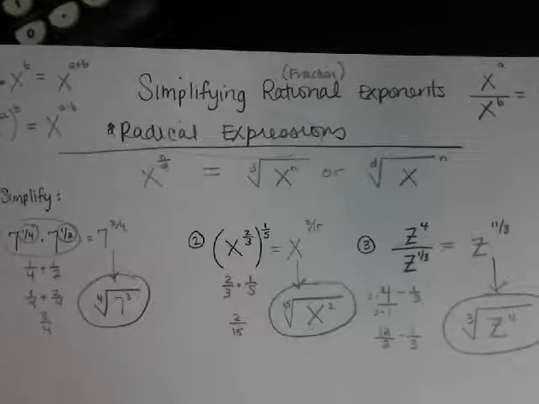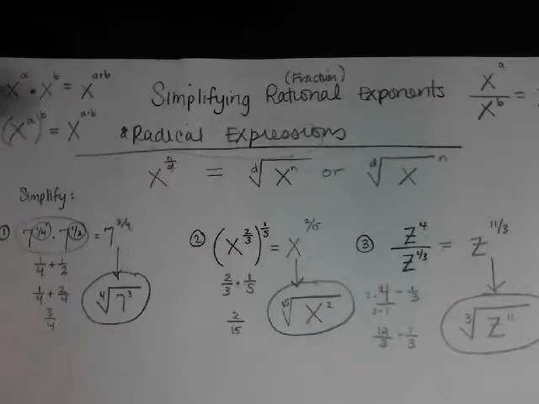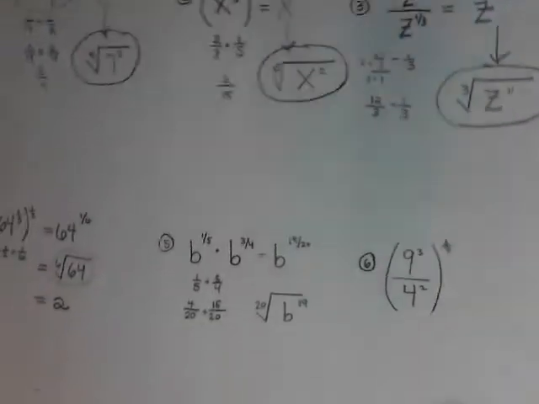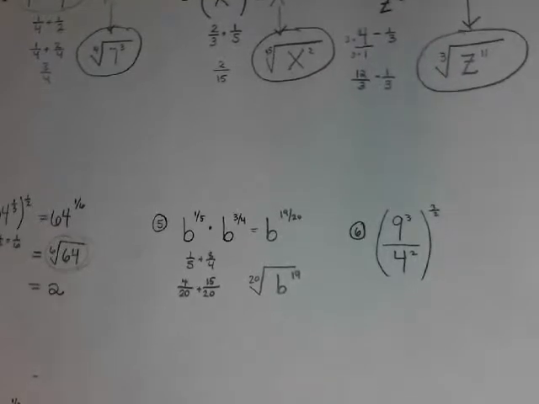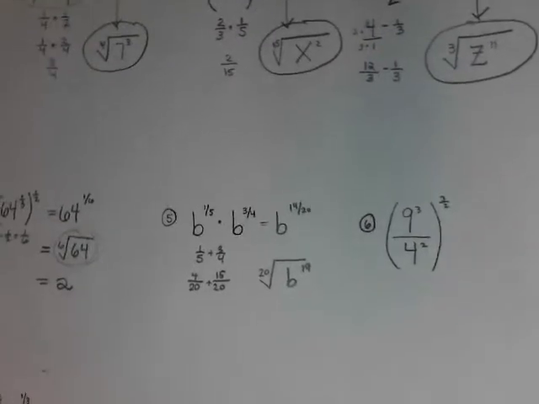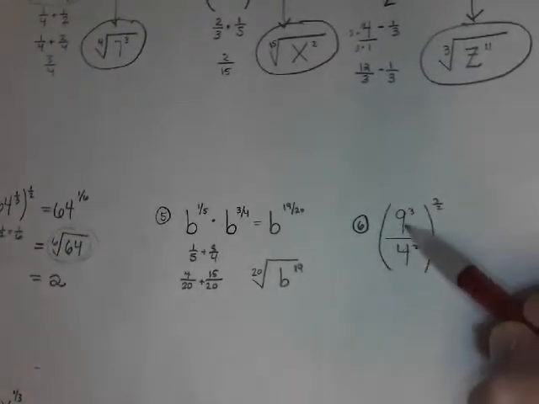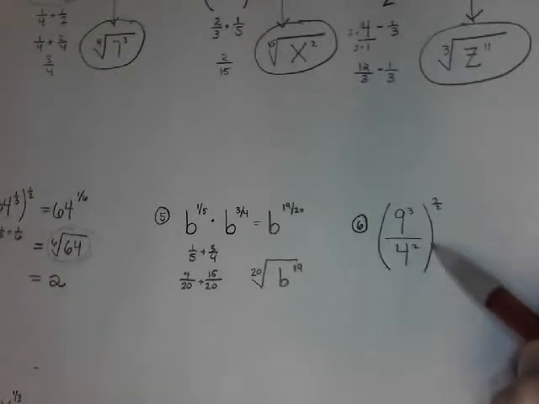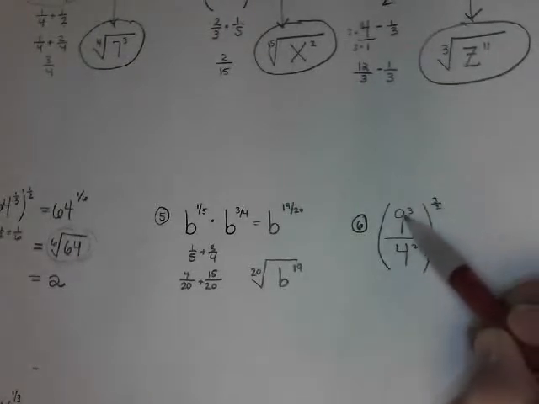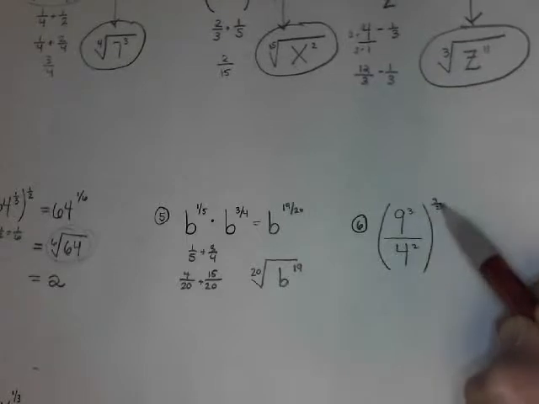Okay, so I'm just going to finish through these notes quickly from what we did in class. And we had left off at number 5, I believe. So on number 6, you do not have common bases, but you do have parentheses raised to an exponent. So this is 9 to the third to the 3 halves. So power to a power we multiply.